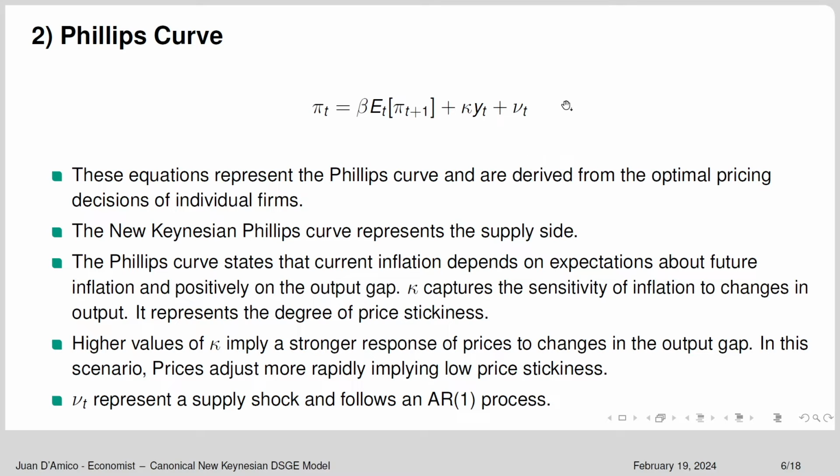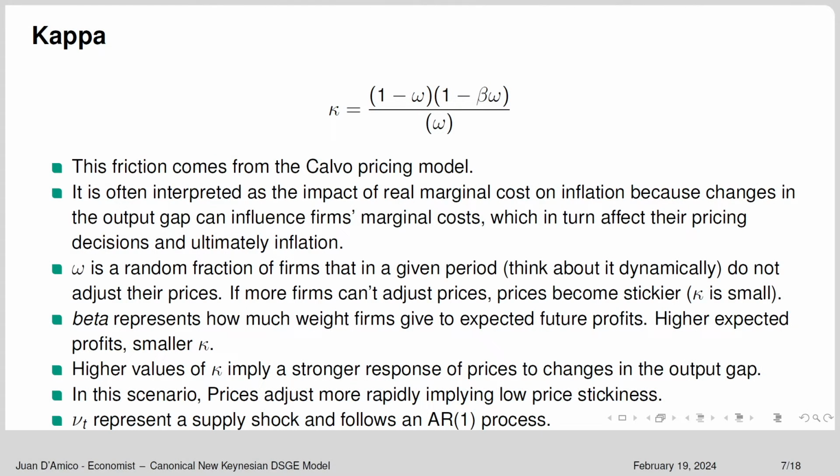Now here we have a supply shock and it is going to follow an AR1 process. Let's discuss a bit more the parameter kappa. The parameter kappa is a friction that comes from the Calvo pricing model. Now, the Calvo pricing model is the way that we are going to be modifying the firm side to incorporate the friction of price stickiness.